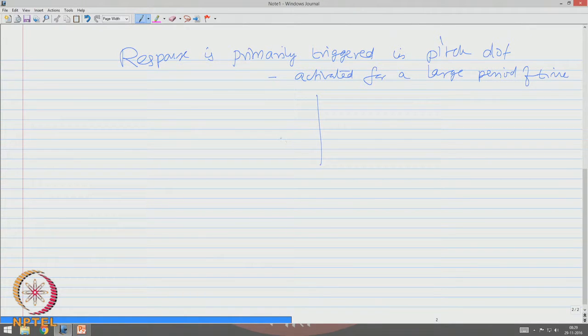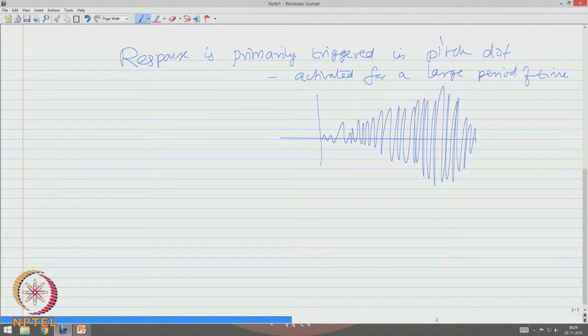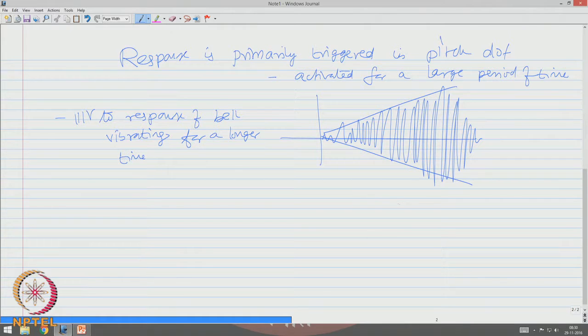If you look at the typical response, the typical response may look dense, may grow like this. So, one can say that the response is more or less similar to the response of a bell vibrating for a longer time, because this is the time history, this is the pitch response in degrees, after being struck.